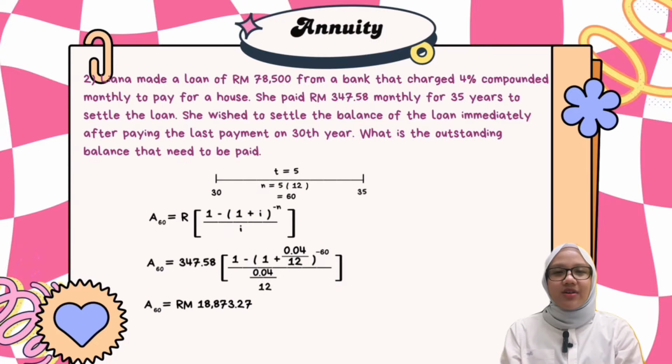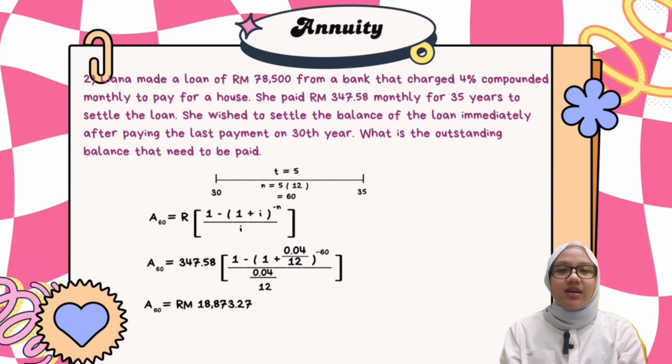First step is draw a timeline and fill in the timeline with information given. At the beginning of timeline, we write 30 year because Liana made last payment on 30th year. And at the end, we state how many years she took to settle the loan, which is 35. Next, we have to subtract 30 from 35 to find the T for outstanding balance. So the T here equals 5, K equals 4%, M equals 12 because it is compounded monthly. Next, N equals 5 multiplied by 12 equals 60.